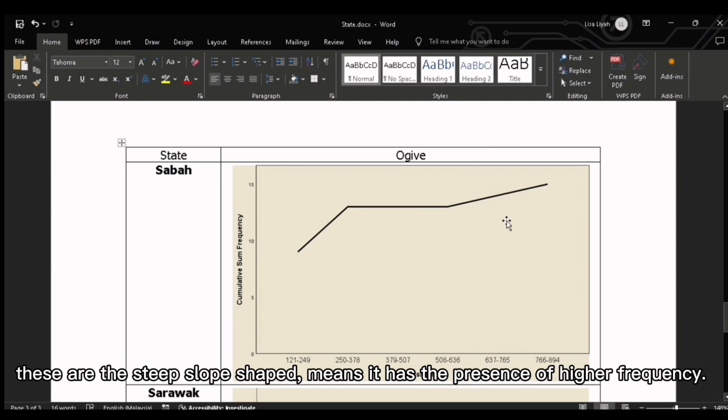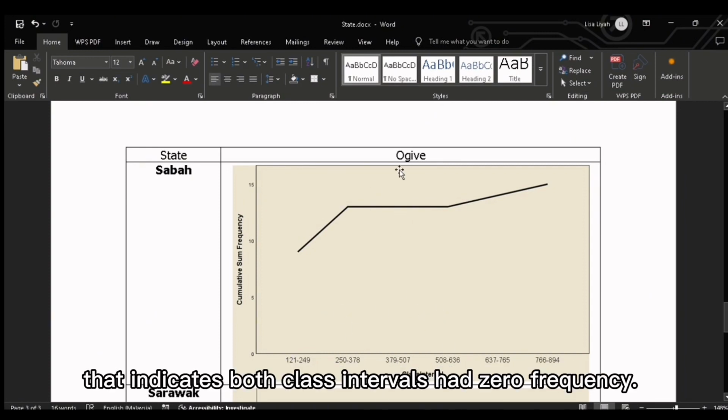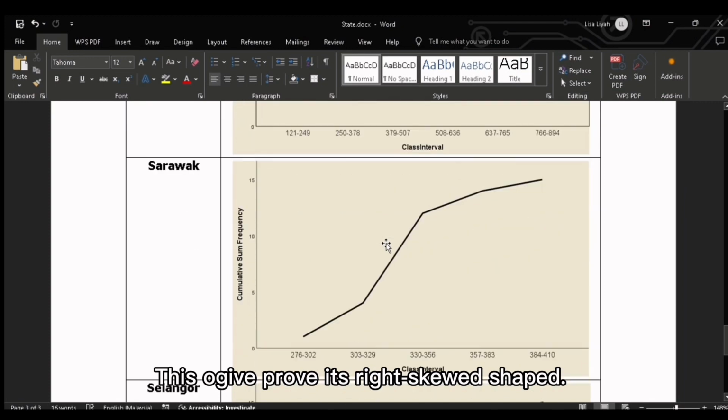For Sabah, there is a steep slope shape, meaning it has the presence of high frequency. The line becomes horizontal between 378 and 636, which indicates both class intervals had zero frequency. This OGIF proves its right-skewed shape.